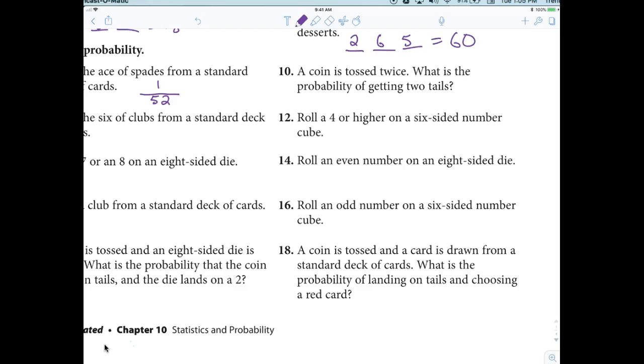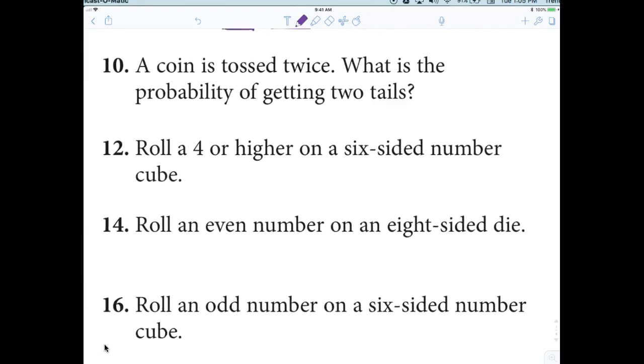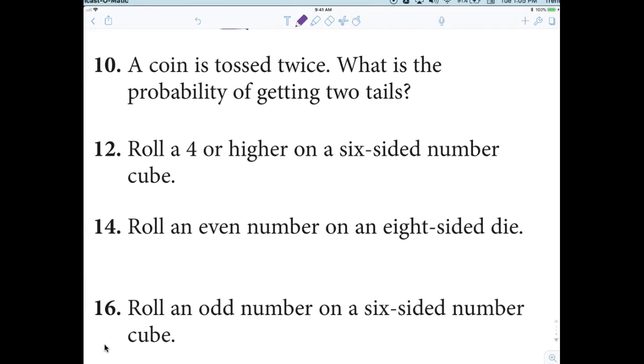1/4 is exactly correct. Good job. Of course it's 1/4. It's not 1/2. All right, let's explain why. A coin is tossed twice. What's the probability of getting a tail? I'm asking you one simple question. What's the probability of getting a tail when you flip a coin?